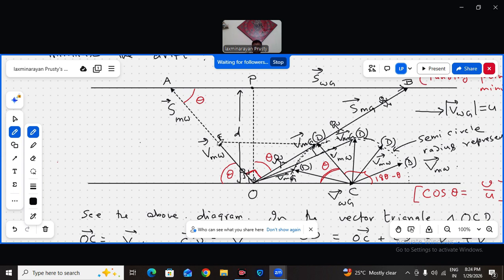So this is VMW into time. This is VWG, that is U into time, and this is VMG into time, OB. But the minimum drift will be the PB value. You have to find it out from geometry now.